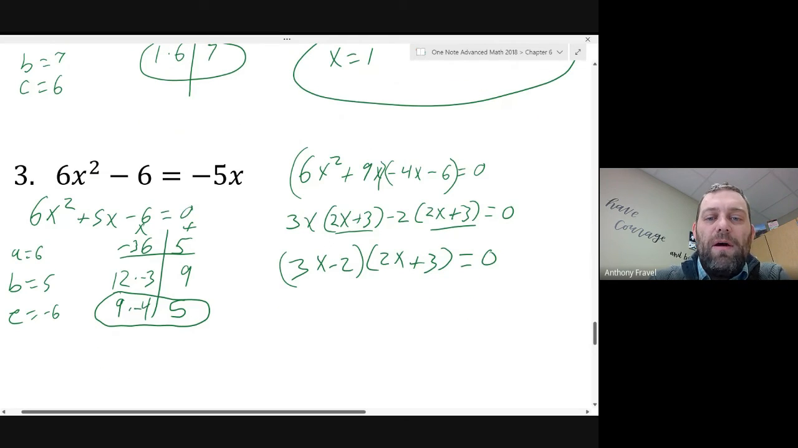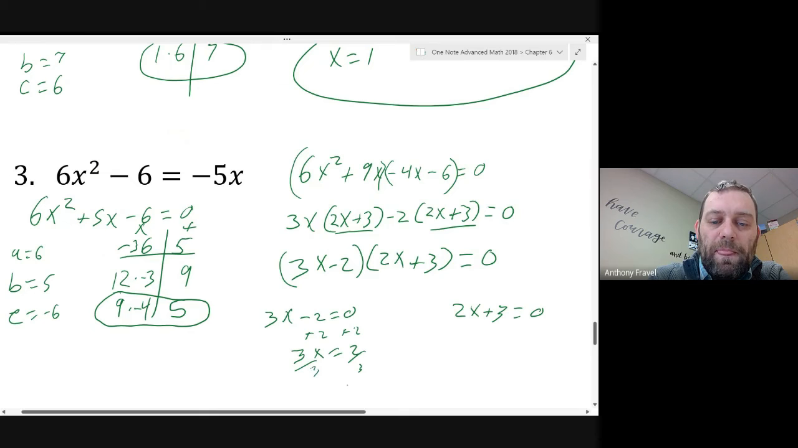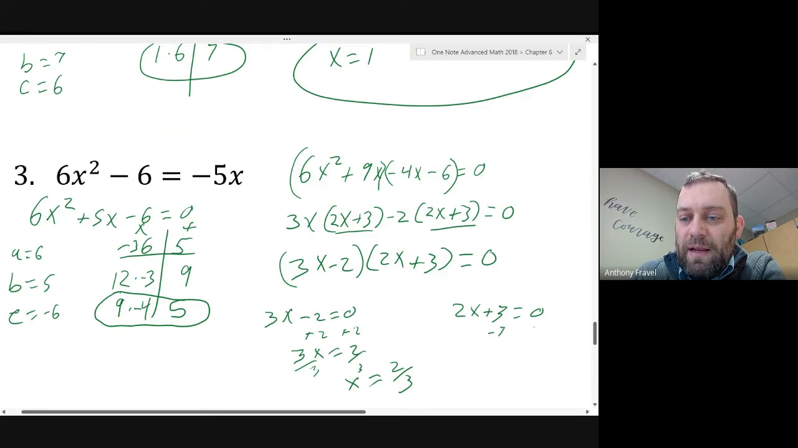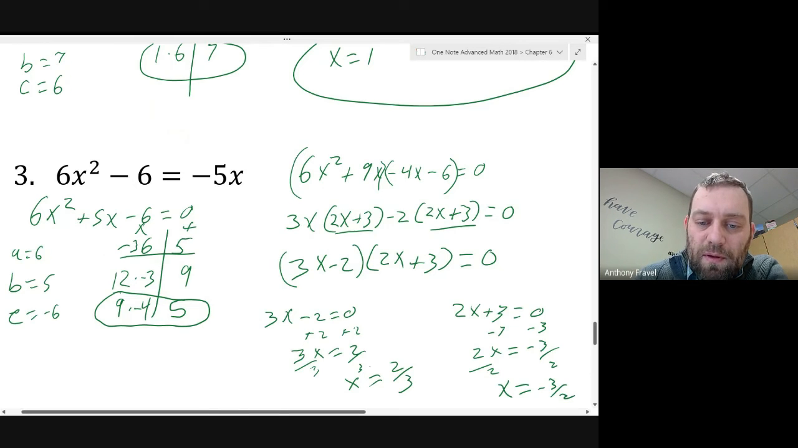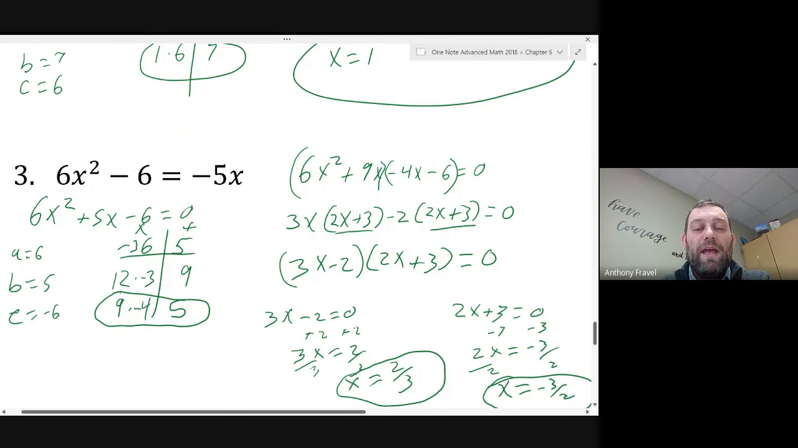Now, just like the step above it, I'm going to set both of those equal to 0. I get 3x minus 2 equals 0. 2x plus 3 equals 0. Plus 2. I get 3x equals 2, divided by 3. X equals 2/3. This one, minus 3. 2x equals negative 3, divided by 2 on both sides. X equals negative 3 over 2. This is one of my answers, and this is the other answer. You will have two answers on these ones.